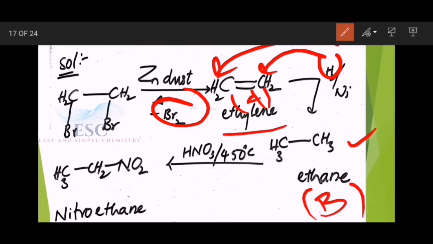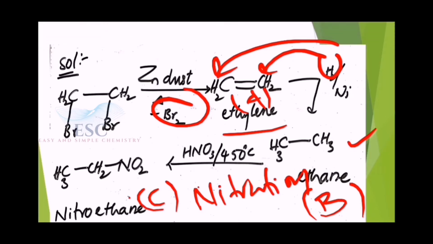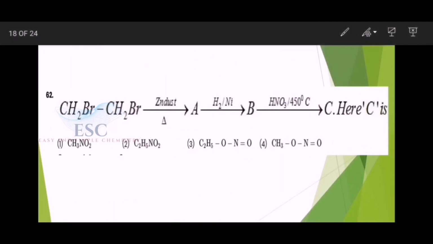Next, where B, ethane, reacts with nitric acid, that is the nitration reaction to form a nitro compound, that is also called nitroethane. That compound is C. So the right option is nitroethane or ethyl nitrite.